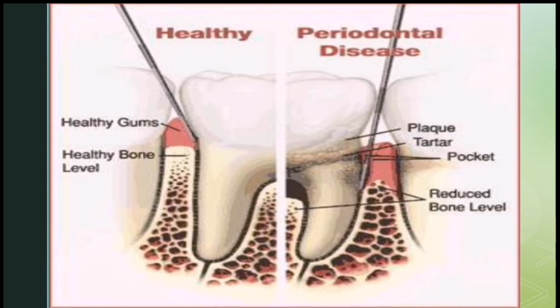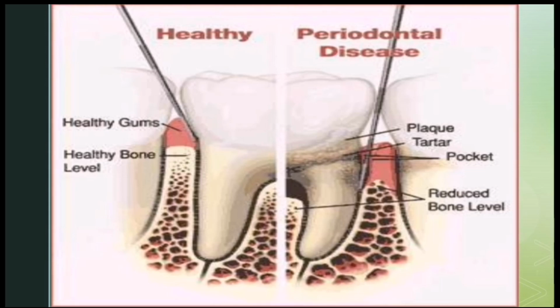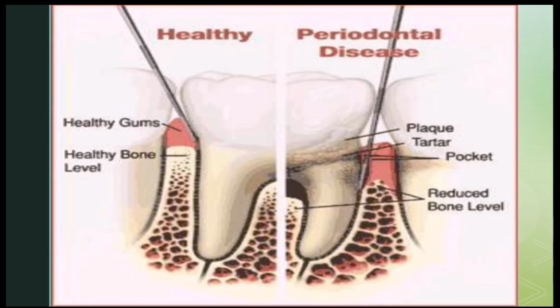There is a diagrammatic representation of the coronal section and sagittal section of the tooth, showing the difference between healthy and periodontal disease teeth. On one side, we have healthy gums, in which the healthy gingiva is attached to the tooth and the bone is not resorbed. In periodontal disease, there are gum recessions, plaque formation, pocket formation, and bone resorption.